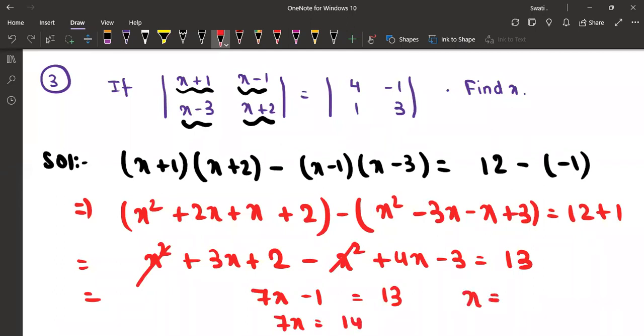So what is the value of x? It is 14 divided by 7, that is 2. So we wanted to find the value of x only, and we got the value of x, which is 2. So this is the answer for the third question.